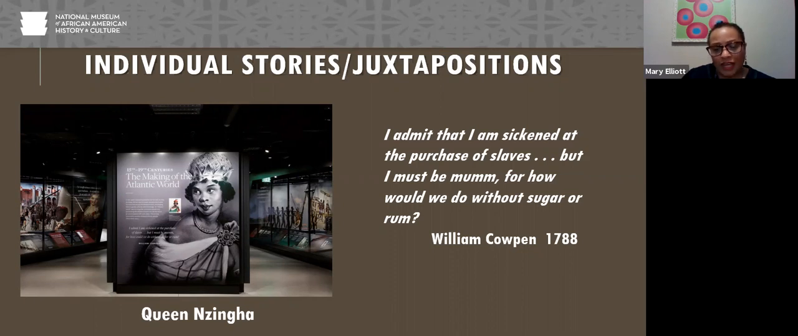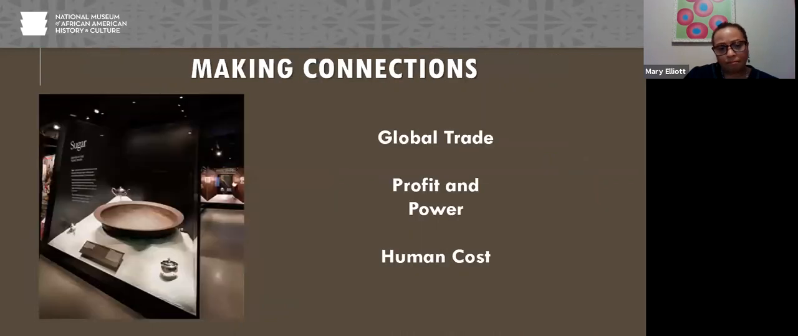This poem was written by William Cowper as an effort to appeal to women in the households who were purchasing sugar during the early period. Sugar, of course, being the driver of the trade during that transatlantic slave trade period.